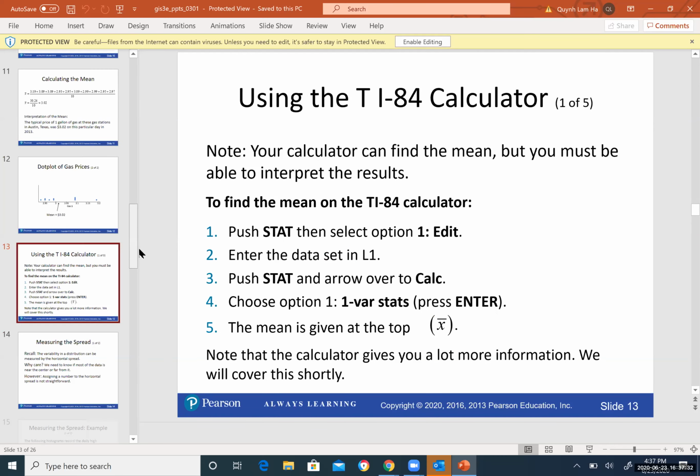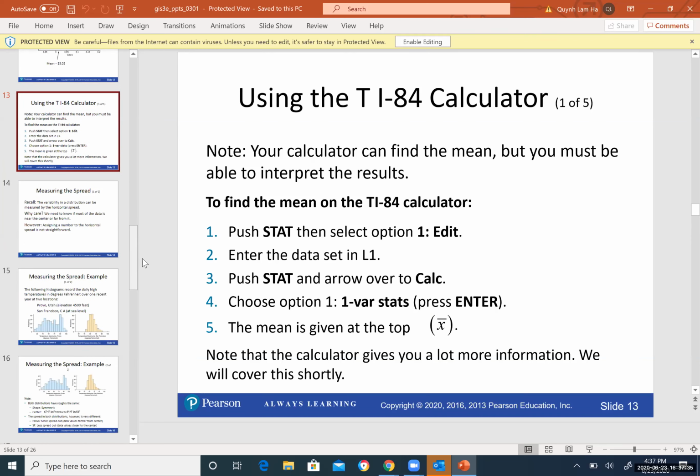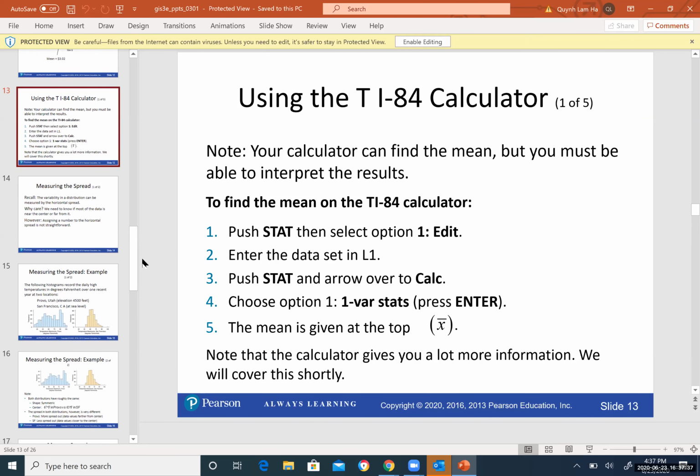If you are lazy, right here we have a couple of slides for us to compute. When you have a TI-84 calculator and follow these steps, it not only gives you the mean, it gives you a lot more. It gives you standard deviation, variance, median, and a lot more. So even though they just say it like this, when you put your data in the TI-84, you will see a lot more.